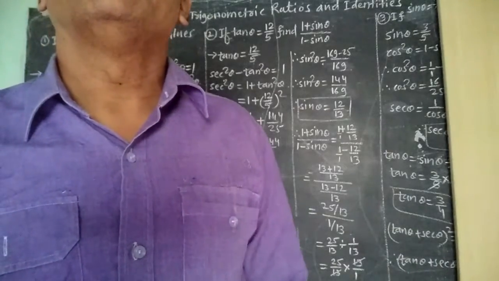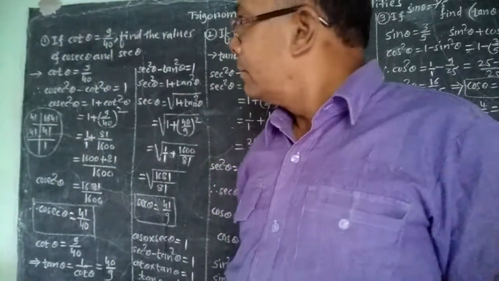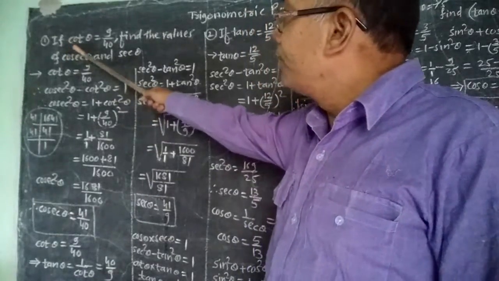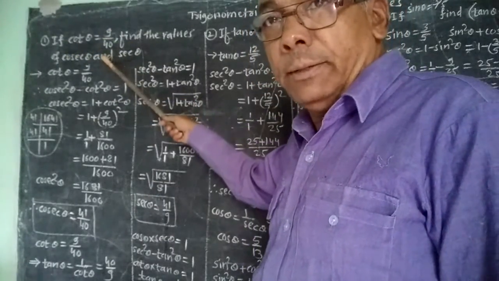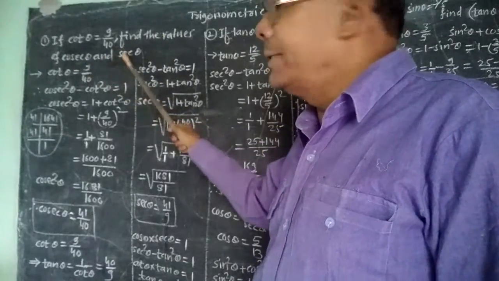So here we have to see some examples. In this first example, if cot theta is equal to 9 upon 40, find the values of cosec theta and sec theta.